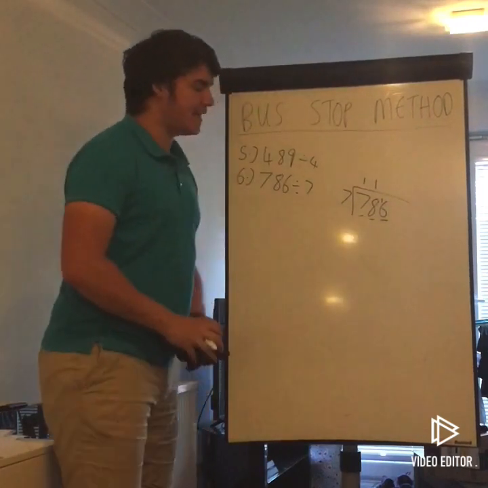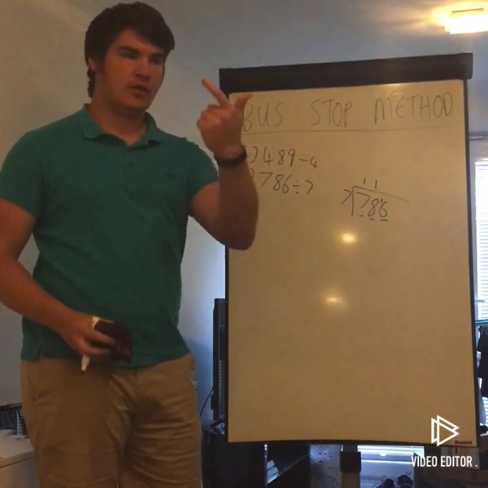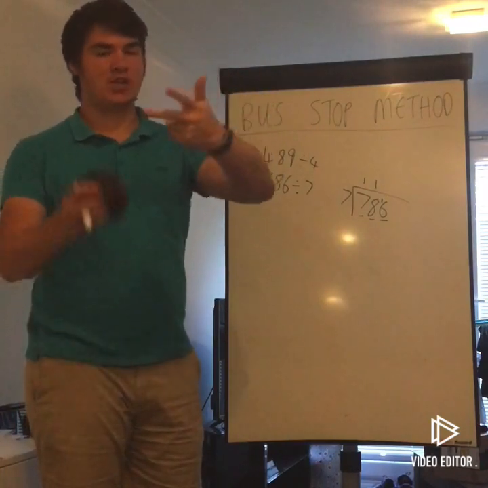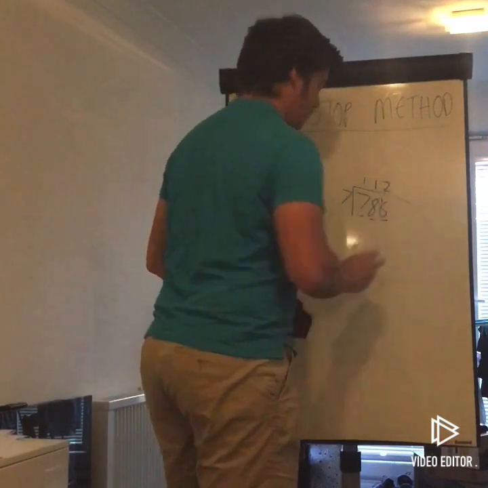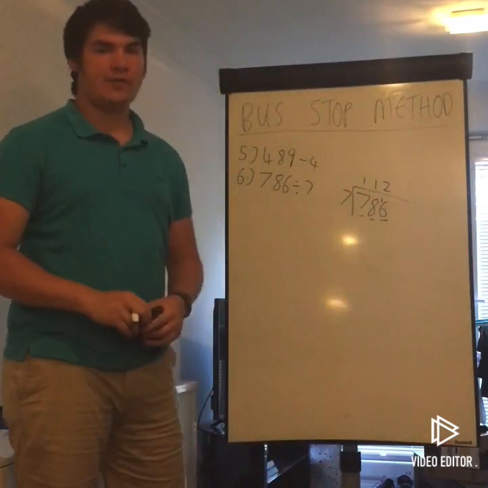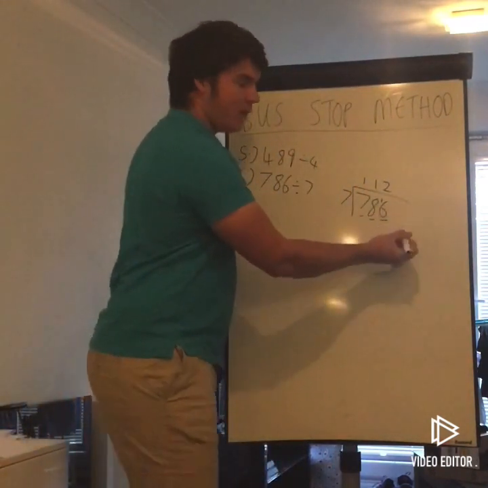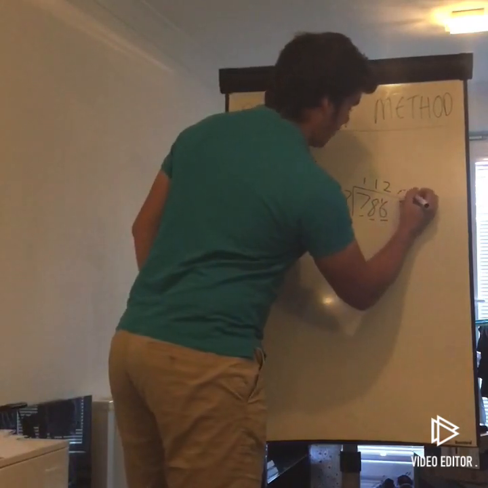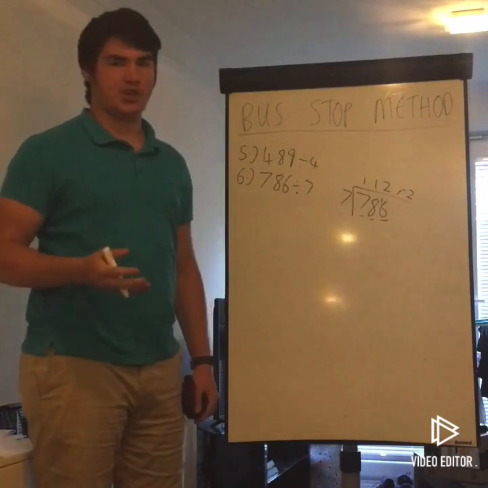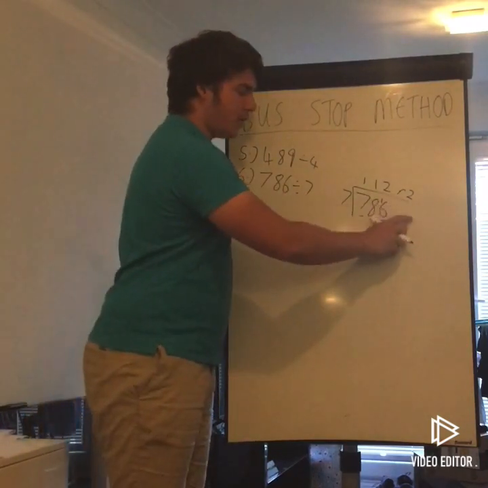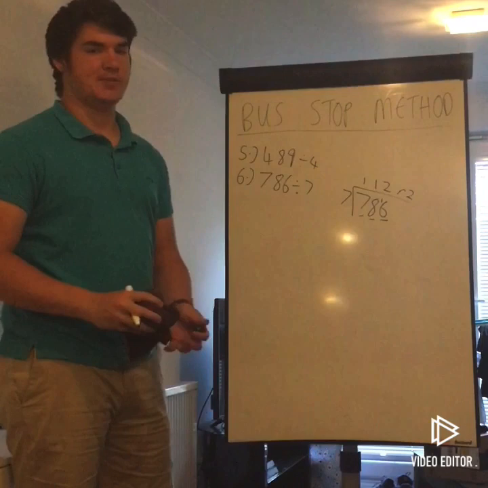How many 7s in 16? 7, 14, 21. 21's too big, so I can get 2 7s. And I've got 2 left over. I can't carry anywhere, so it becomes my remainder. Okay, so 112, remainder 2. So again, I've got 2 left over, can't give a 21, that is my remainder.